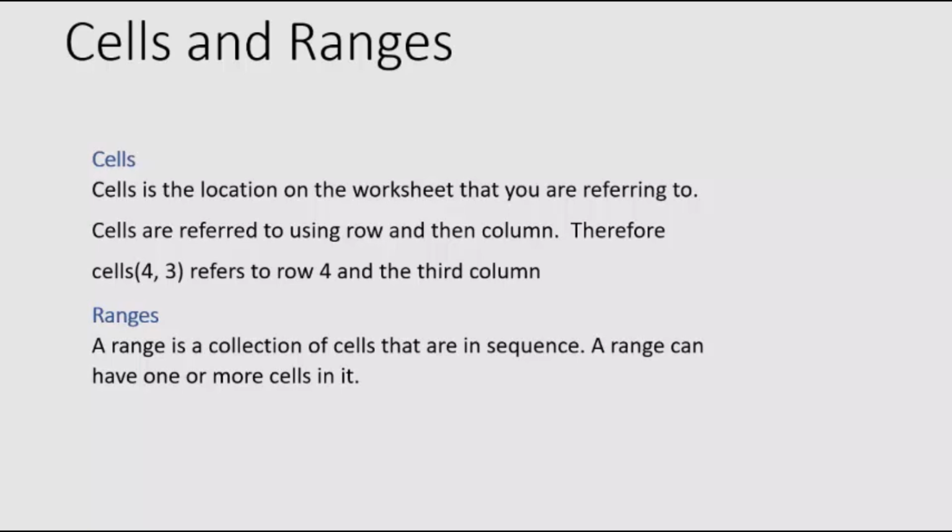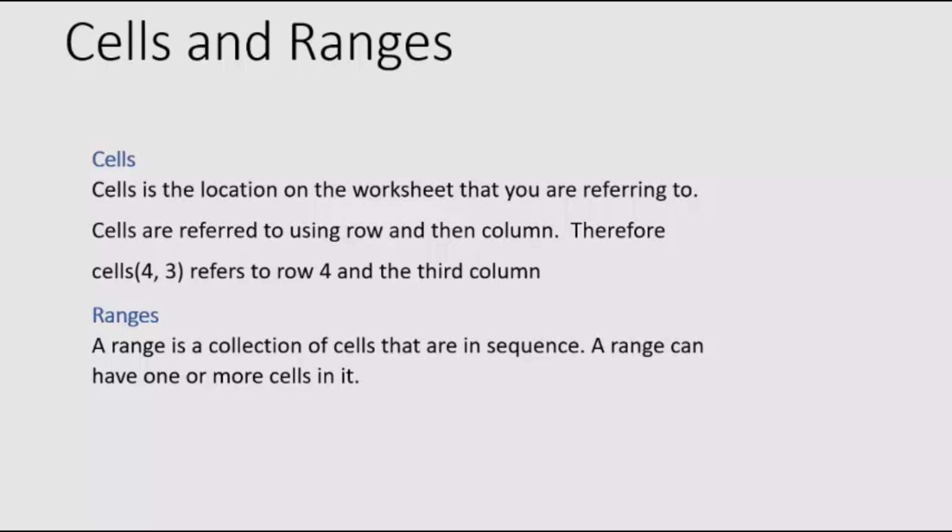The other thing that we're going to be referencing is the parts of the sheet. So the cell is the location on the worksheet, the sheet that you're referring to. Cells are referred to by using the row and then the column. So Cells(3, 4) is row 3 and the fourth column.